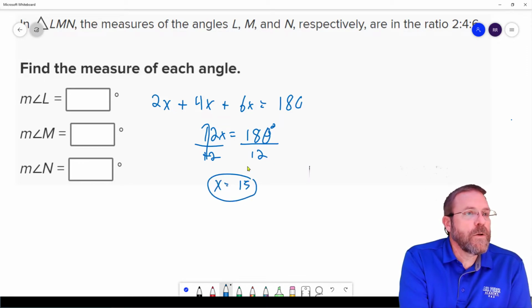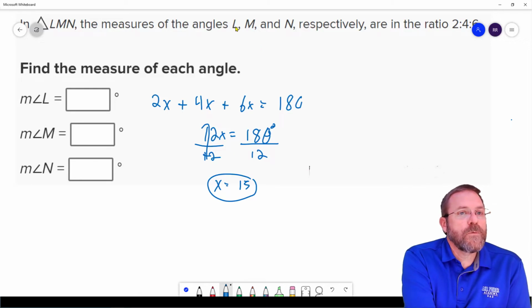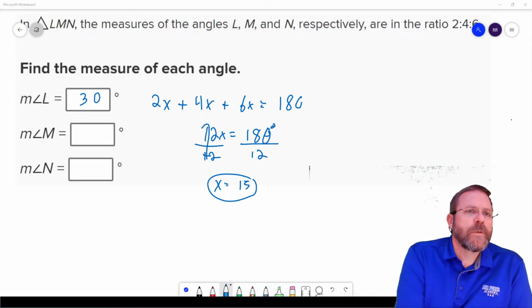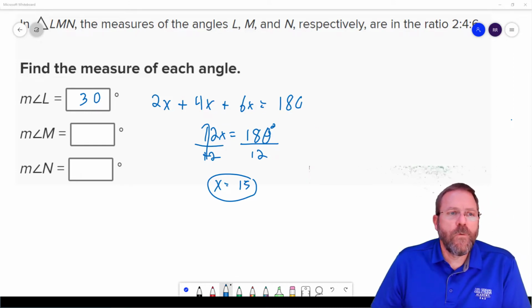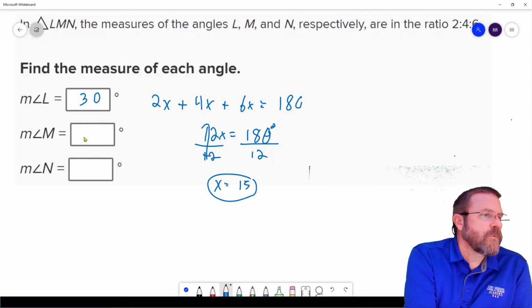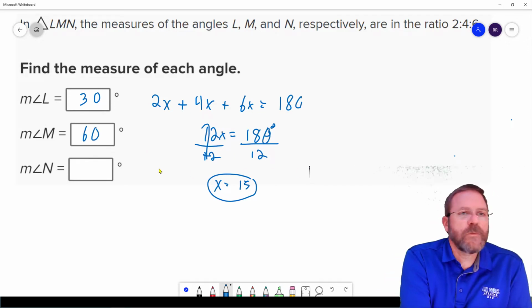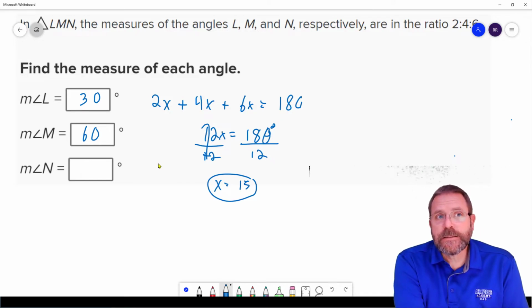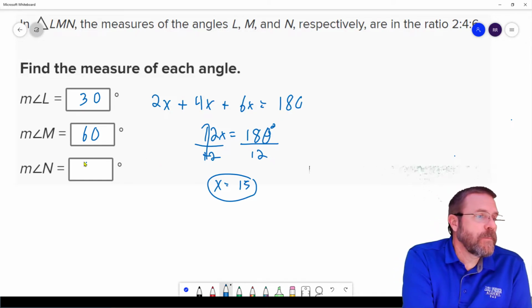From here, I know that it's respective, so L is 2x. 2 times x is going to be 30. I know that M is going to end up being 4x, and 4 times 15 is going to equal 60. And I know that N is going to be 6x. 6 times 15 is going to end up being 90.